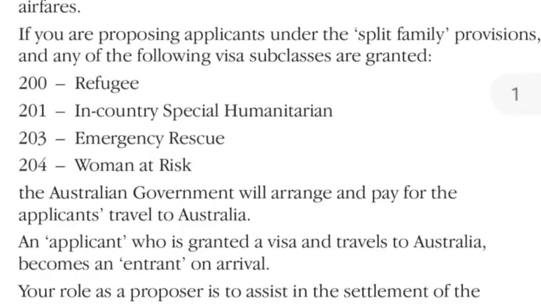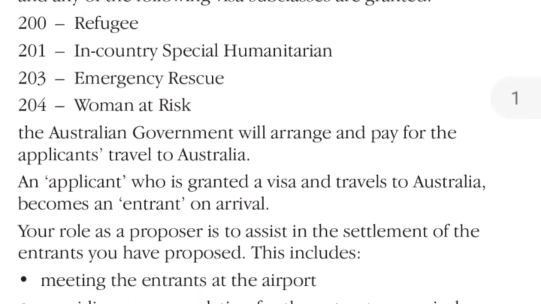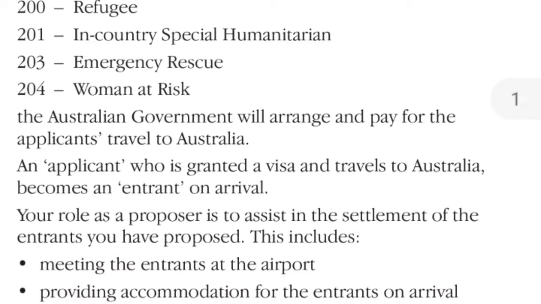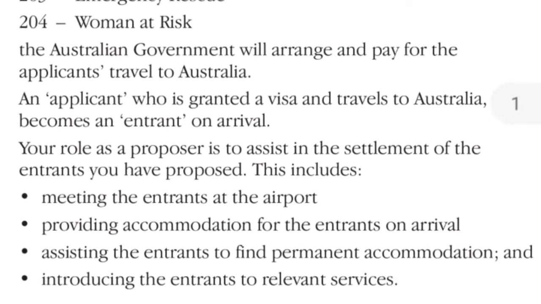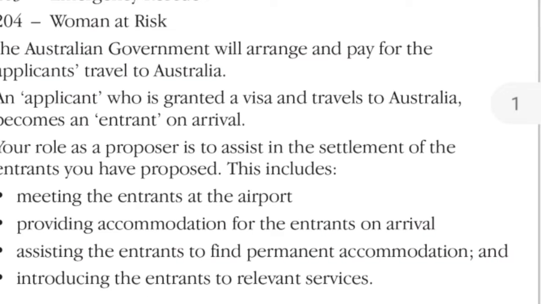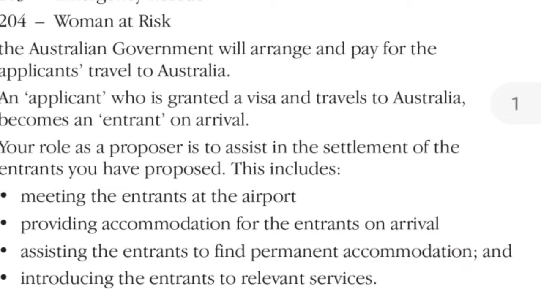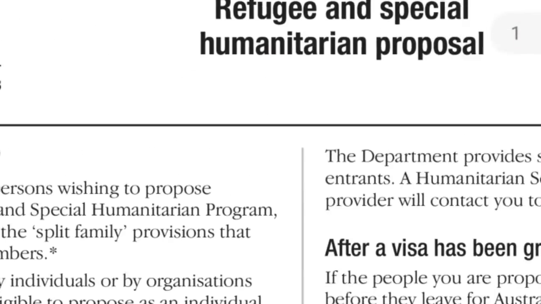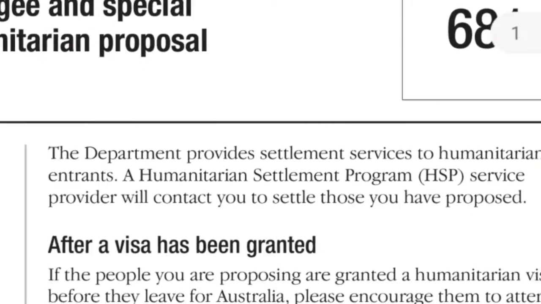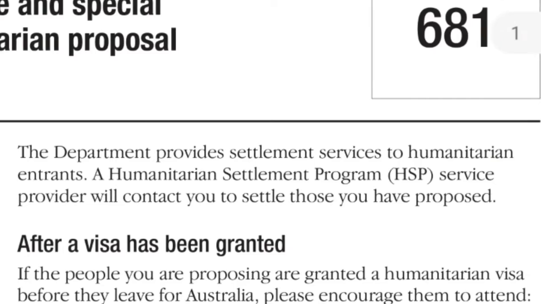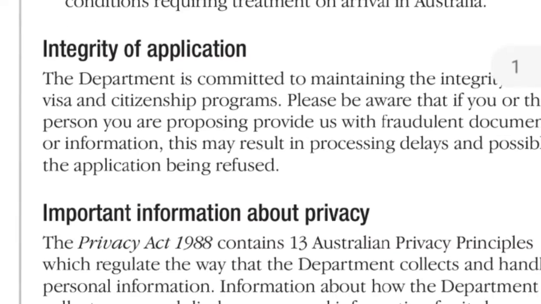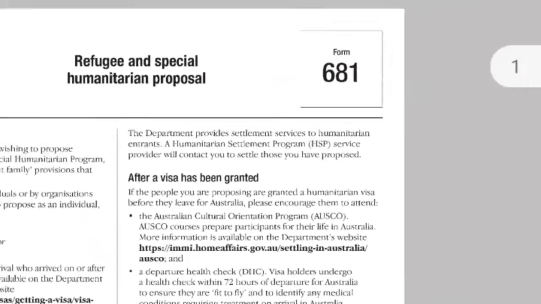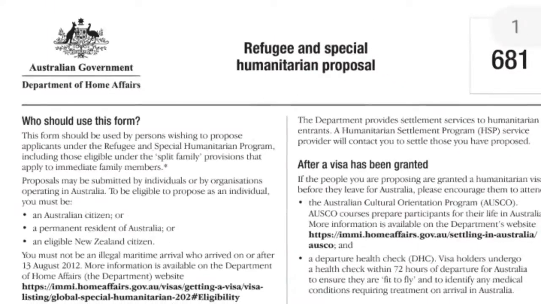Carefully read and fully complete this form, Form 681. If you are proposing as an individual, you must provide evidence of your eligibility to propose. See Question 20. Please provide a certified copy of your Australian birth certificate, Certificate of Australian Citizenship, or evidence of your permanent residence in Australia, or evidence that you are an eligible New Zealand citizen.